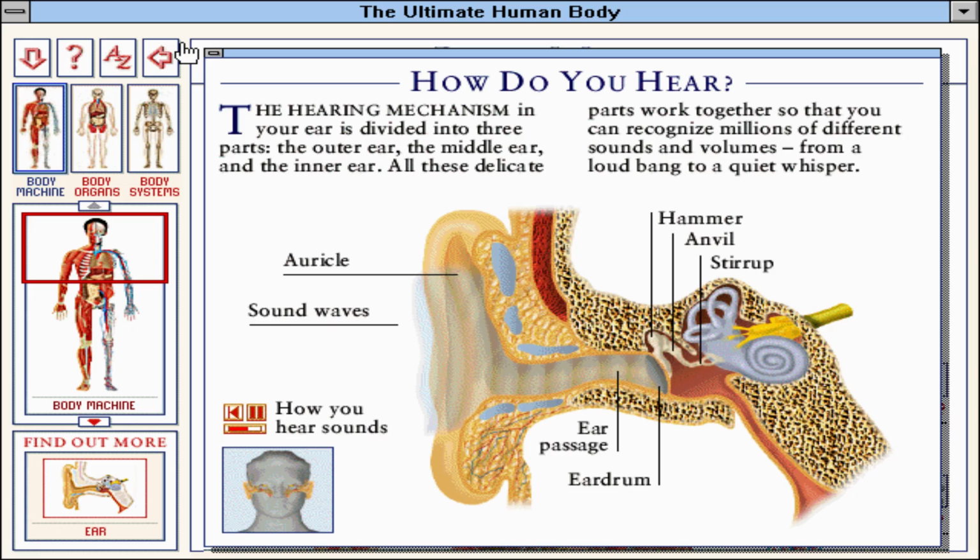Vibrations pass through the oval window to reach the cochlea in the inner ear. Here, sound vibrations are changed into nerve impulses. These are sent along the acoustic nerve to the brain, where they are interpreted as sounds.